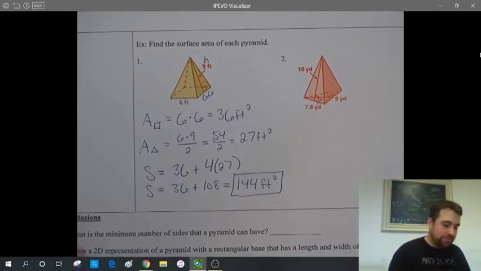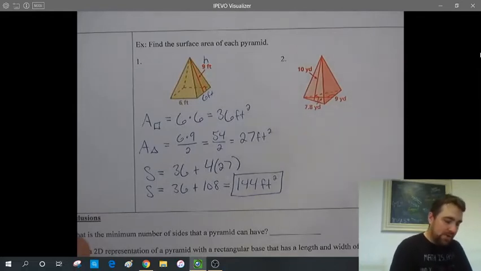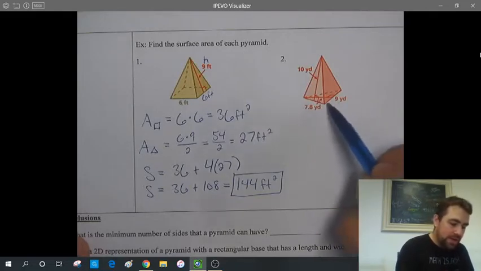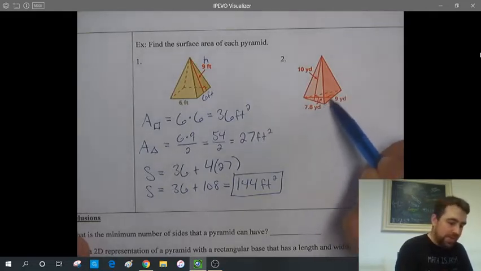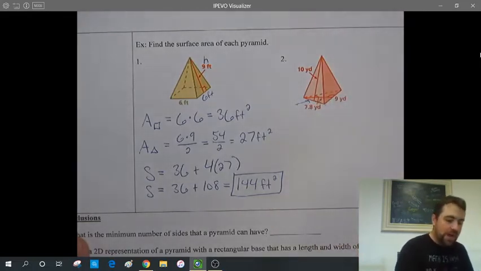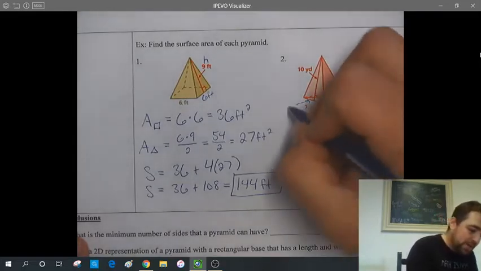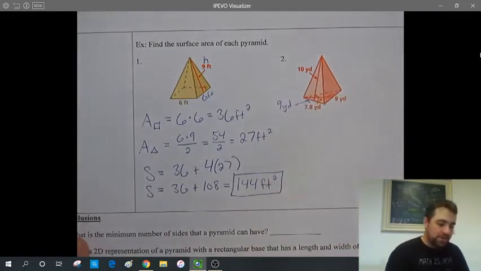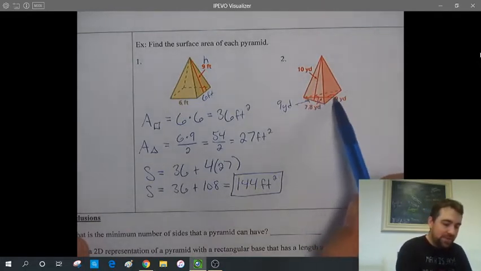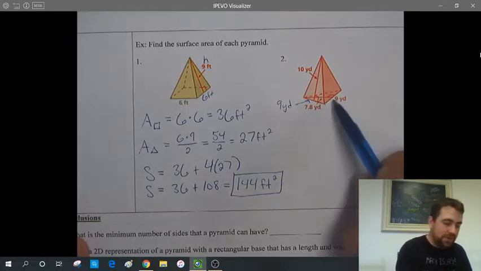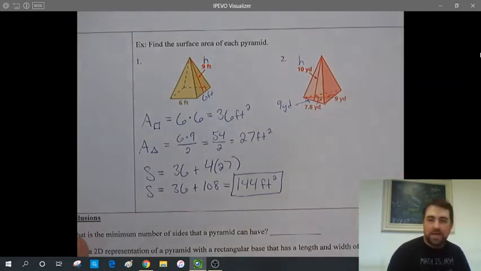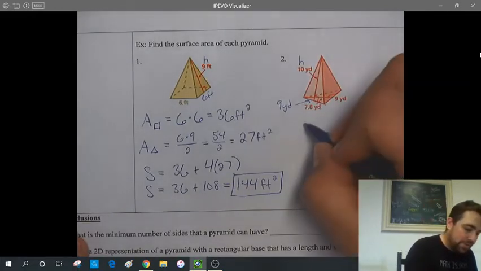Okay, for number 2, this time, if you notice, what we have is a pyramid that has a triangular base. And so we've got the side of the base here being 9 yards. We're going to assume that it's the same all the way around, that it's an equilateral triangle on the bottom here. So this is also going to be 9 yards on this side. You'll notice the 7.8 yards, that's giving us the height of the base of the triangle. So the triangular base, its height there. And then this, 10 yards, is our slant height for our lateral faces.